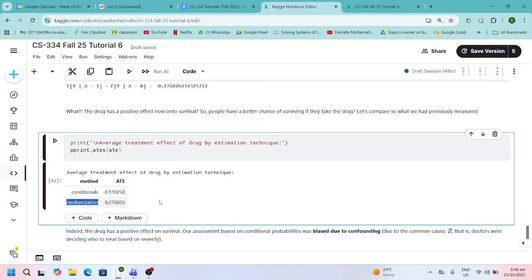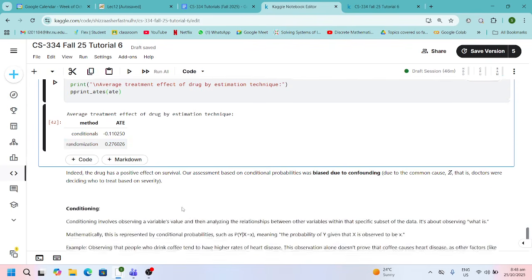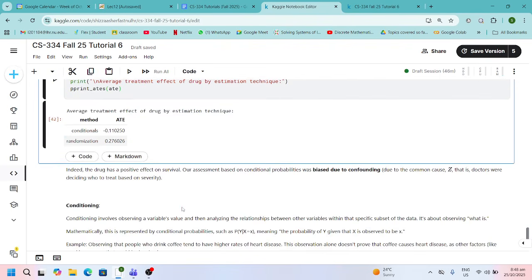When I cut the link of severity of symptoms with treatment assignment and I made the treatment assignment random, then I observed that my average treatment effect is positive. And that means that the treatment is in fact effective. Hence, I want you to understand that the result from conditional probability can be biased.